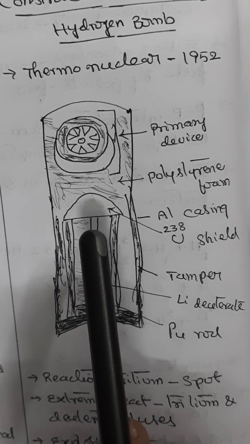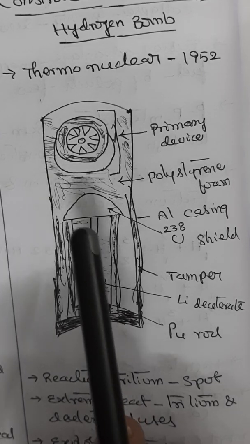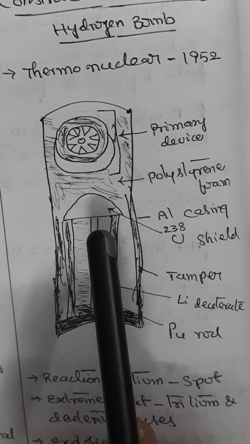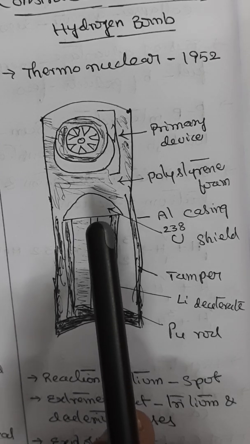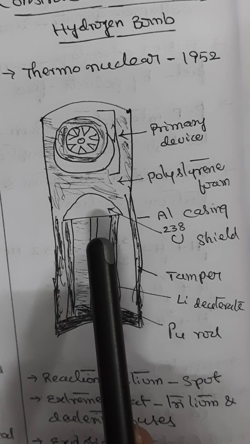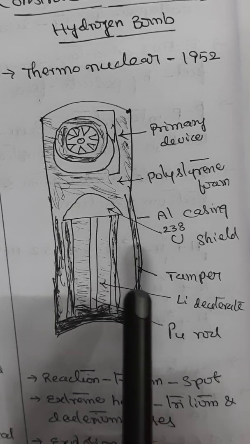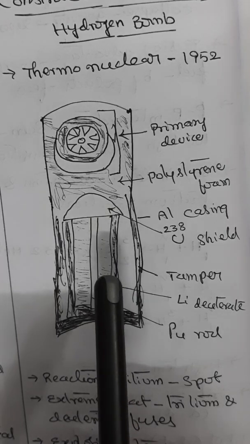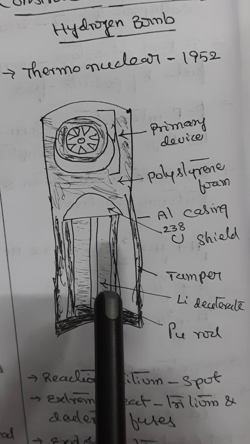At its center, you will have a conventional fission bomb that is surrounded by a layer of lithium deuteride. It's a compound of lithium and deuterium, that is the isotope of hydrogen with mass number 2. And around it is a thick outer layer, frequently of a fissionable material, that holds the contents together in order to obtain a larger explosion.